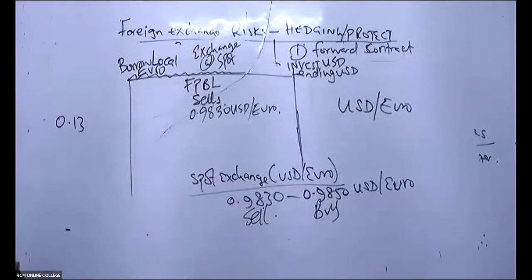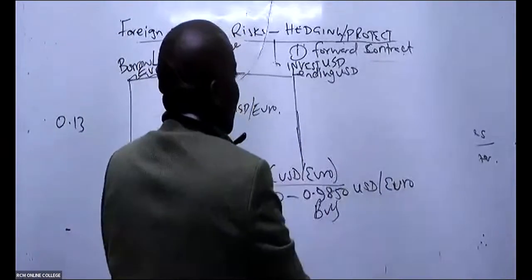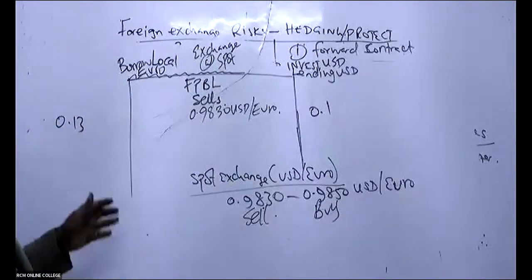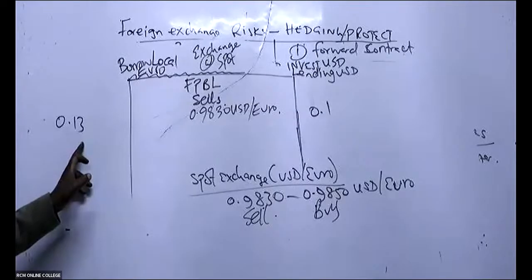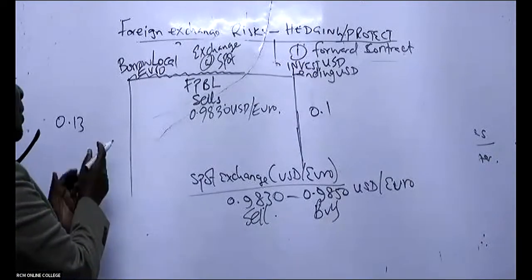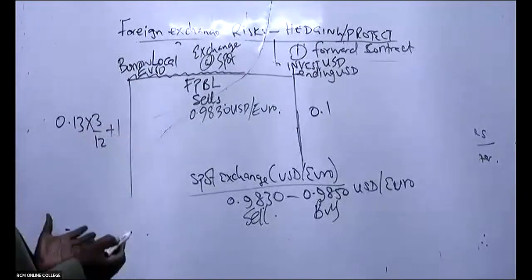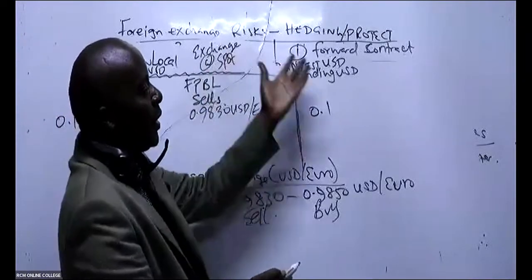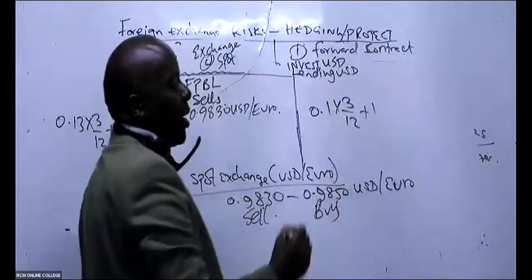10% is the same as 0.1. Remember, these are normally given as annual rates. We must prorate them. Go ahead and prorate them. Times 3/12 plus 1. Do the same on the other side. It's an annual rate. Remember, this is a 3-month contract. So times 3/12 plus 1.